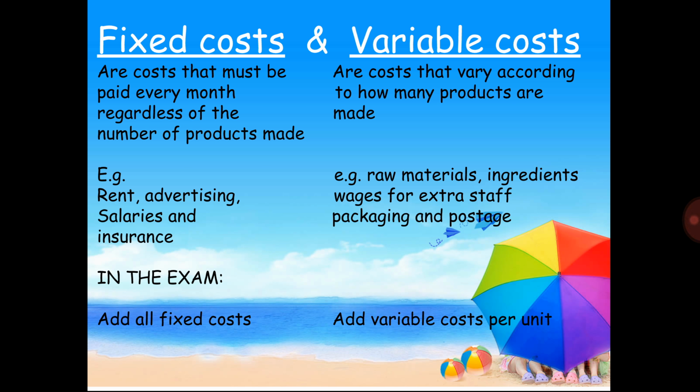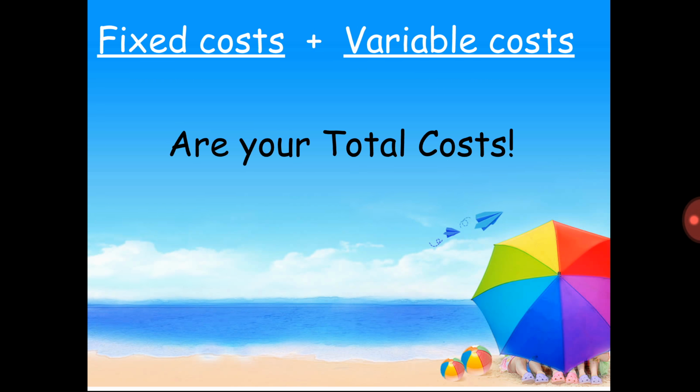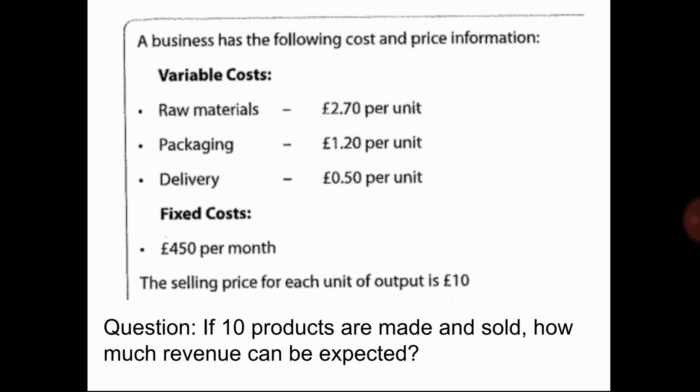Variable costs are costs that vary according to however many products are made. So that's things like materials and packaging and postage. You might have to add them up to find out the total variable cost per unit. And your total costs are your fixed costs and variable costs put together.